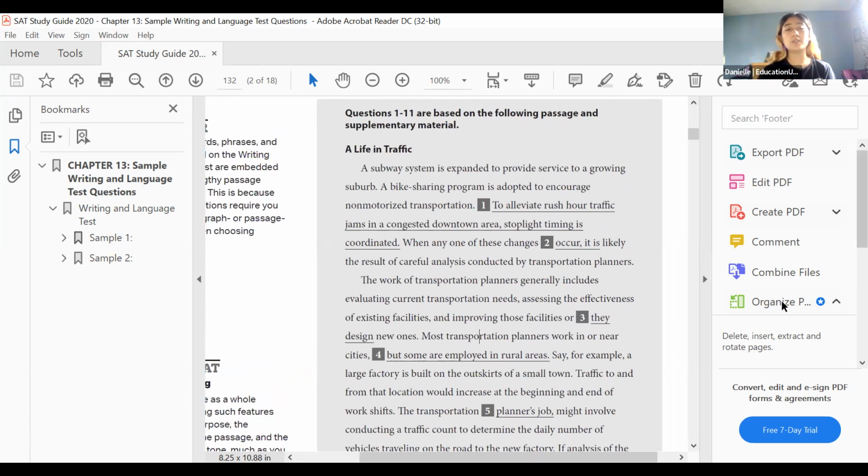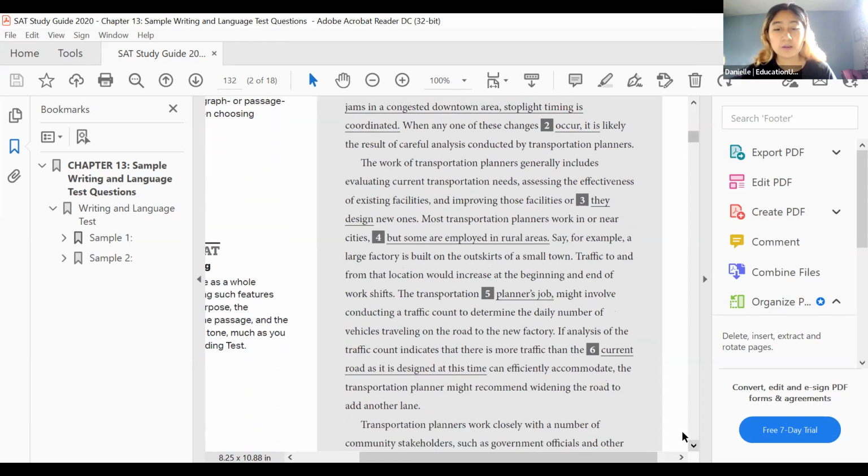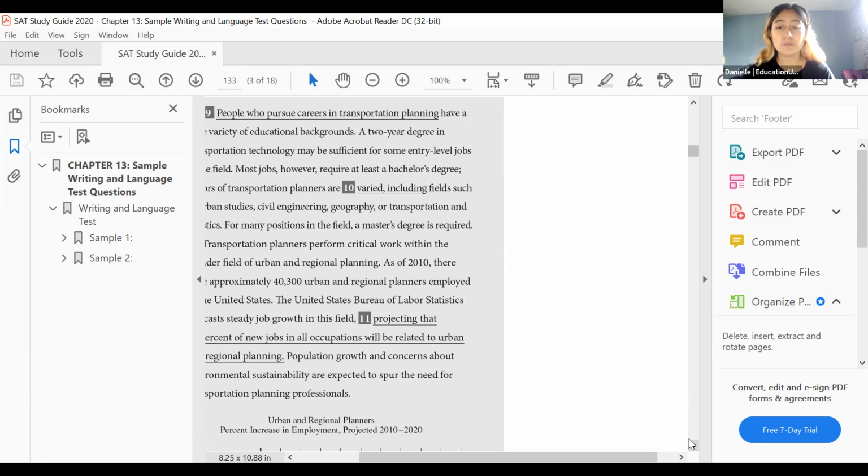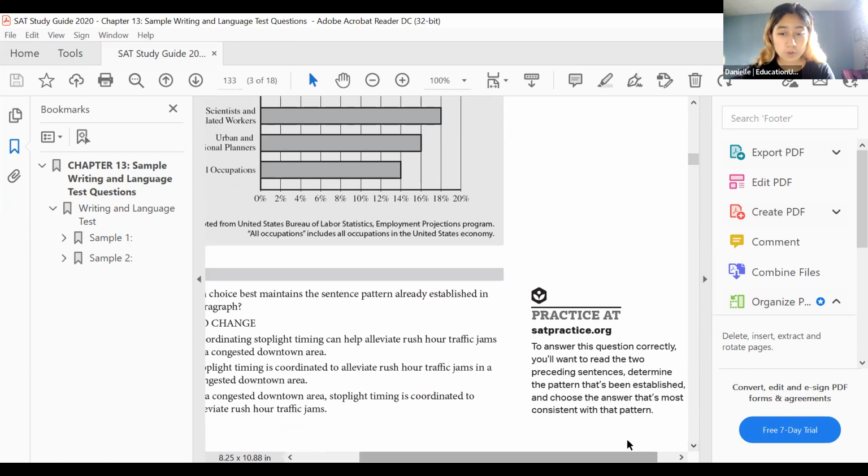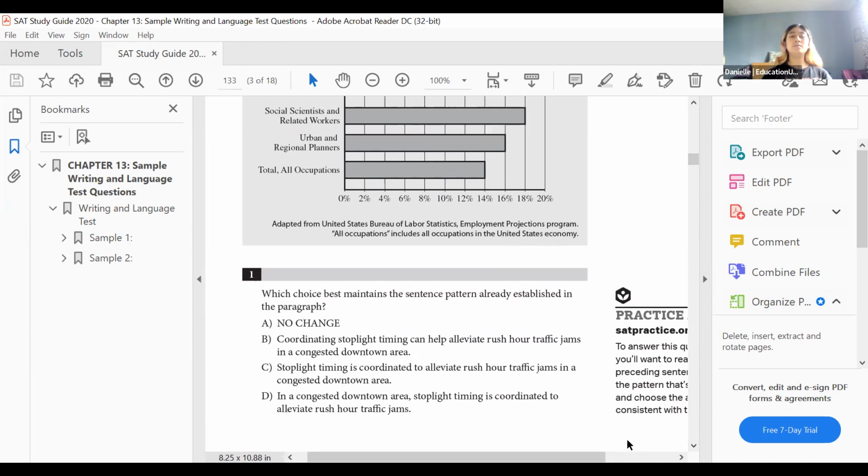A subway system is expanded to provide service to a growing suburb. A bike sharing program is adopted to encourage non-motorized transportation. Do you see what they're asking here? The two sentences before have the exact same structure, and we are asked to follow that same structure. This one as is does not follow the structure of the past two. So we do process of elimination. Which one can we automatically eliminate? Actually, two of them, but which one first?